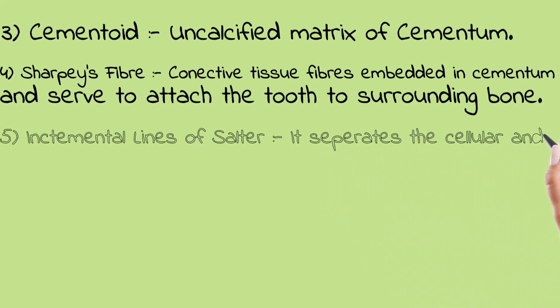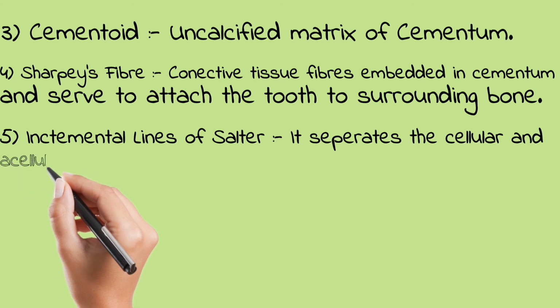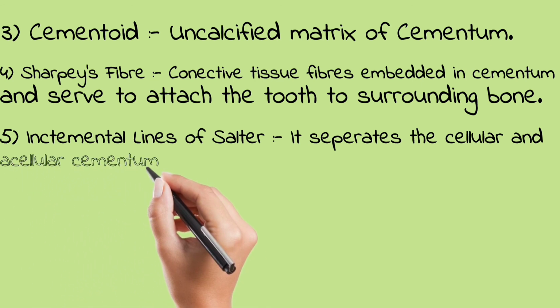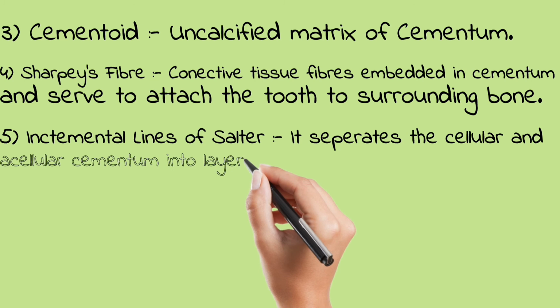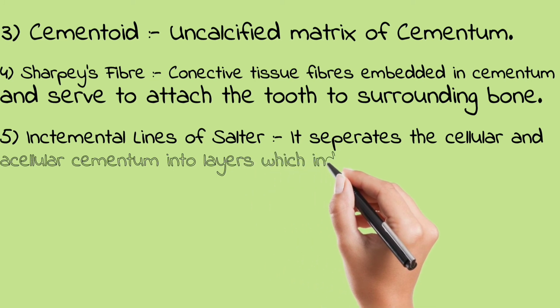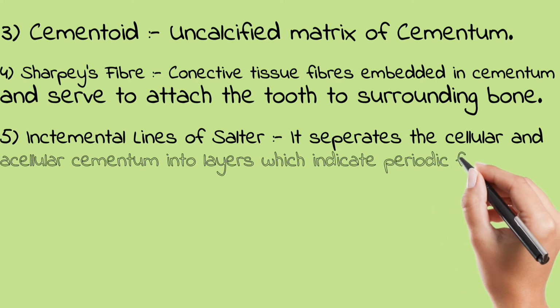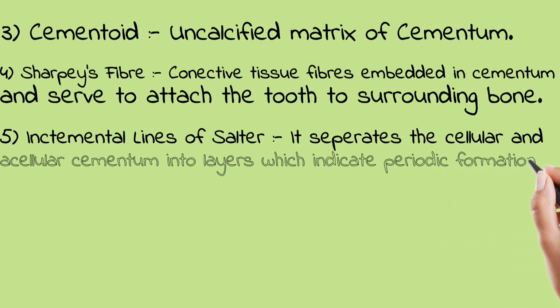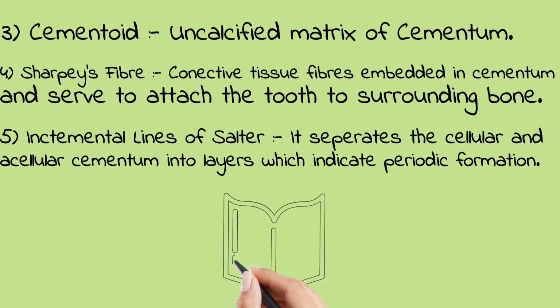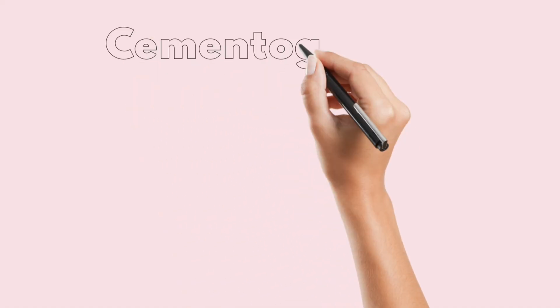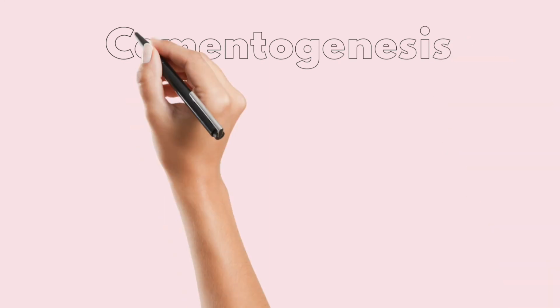Next, we have the incremental lines of Salter. This is also a very important question for the viva. That is, what do you mean by the incremental lines of Salter? This incremental line of Salter separates the cellular and the acellular cementum into layers, which indicates a periodic function.